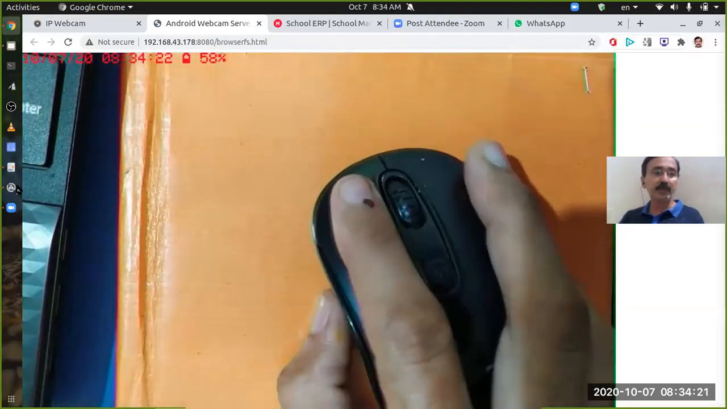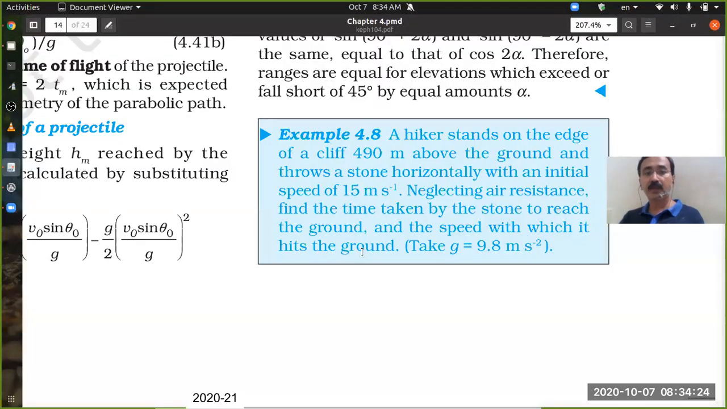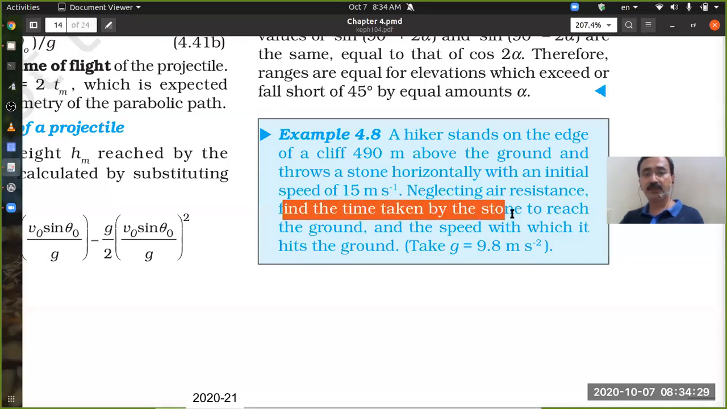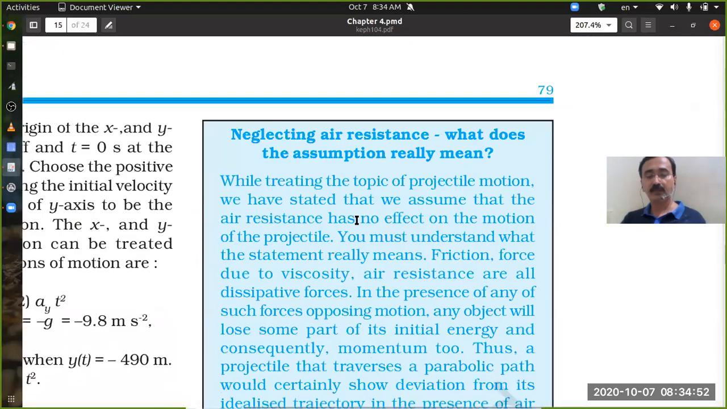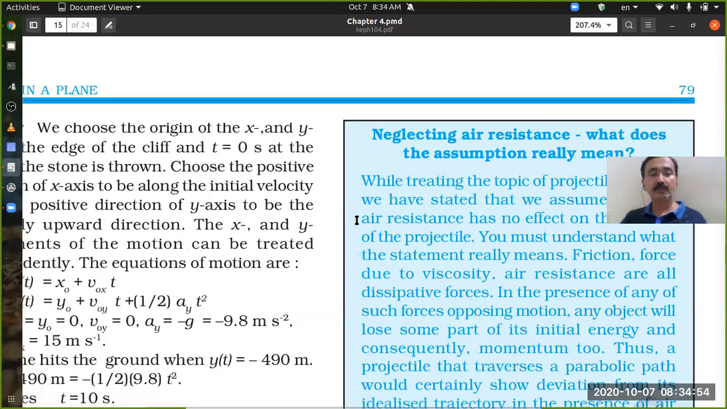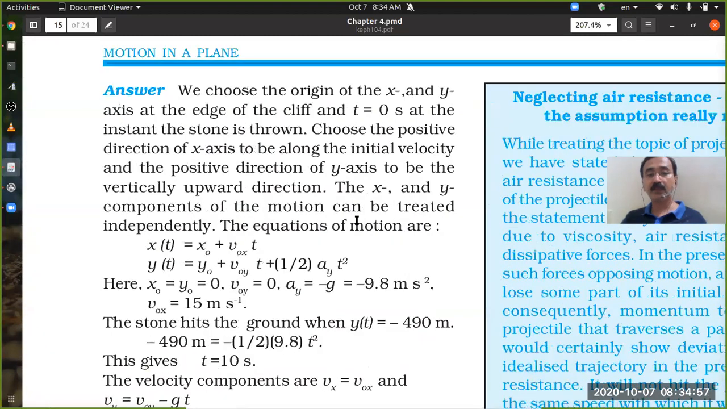Okay, look at this. The first is to find the time taken by the stone to reach the ground. And the second is speed. What will take up the time? Which formula shall we use given the data? Time of flight. Time of flight. Okay.